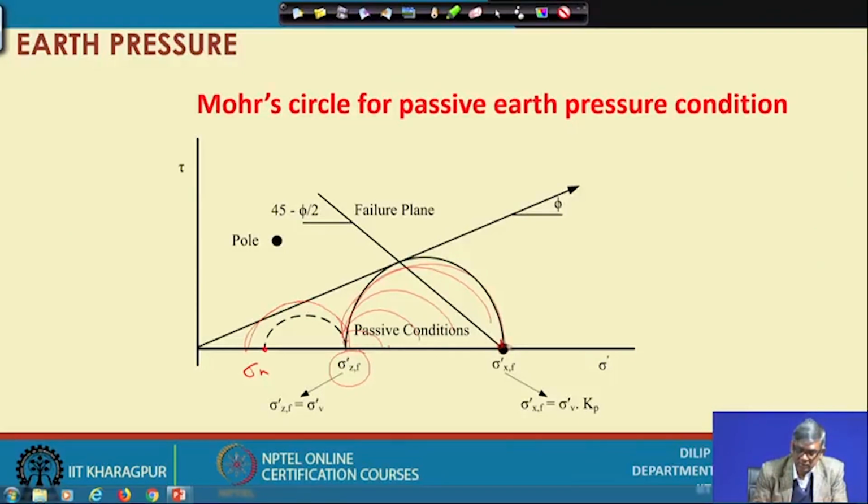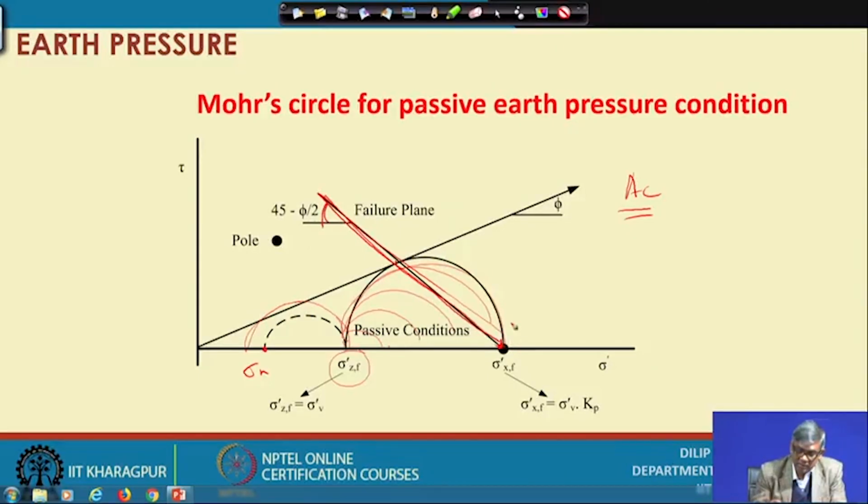And in the passive case, horizontal pressure is the major principal stress. In the active case, horizontal pressure is the minor principal stress, whereas in the passive case, horizontal pressure is the major principal stress, because this is larger. You can see from here to here, this is larger. Now from this, if I join the tangent of the envelope to the circle, that gives you the failure plane, and geometrically again you can find out that this angle is 45 degrees minus phi by 2.